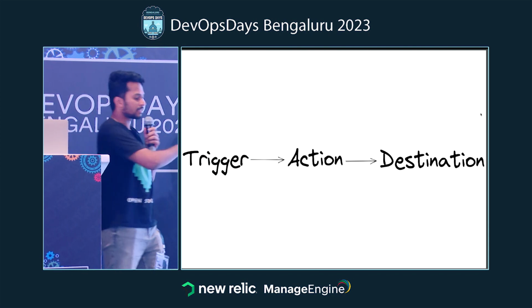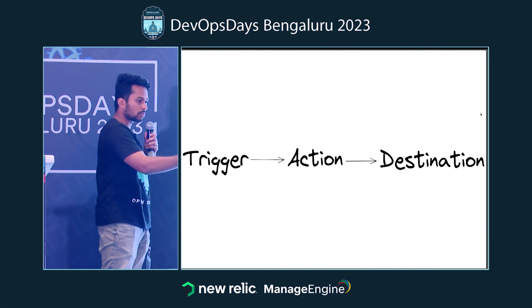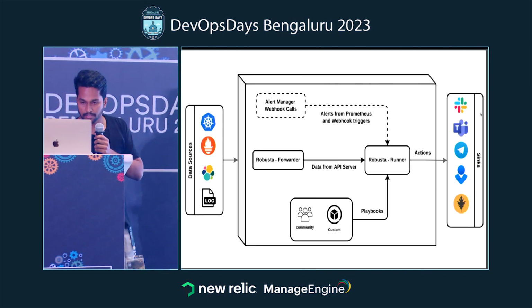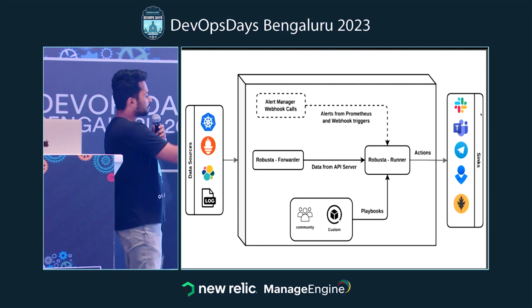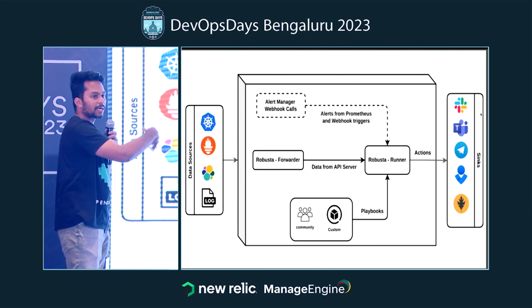So it's a simple trigger, action, and destination. Trigger is something that happens in your cluster. Action is what you want to happen. And destination is where you get the alert and more information. So you have multiple data sources, and you can have multiple destinations where you want these alerts.